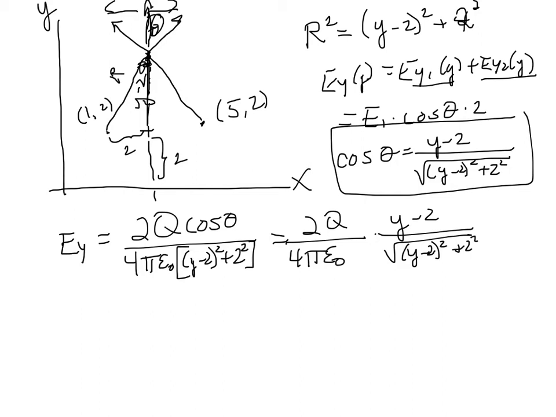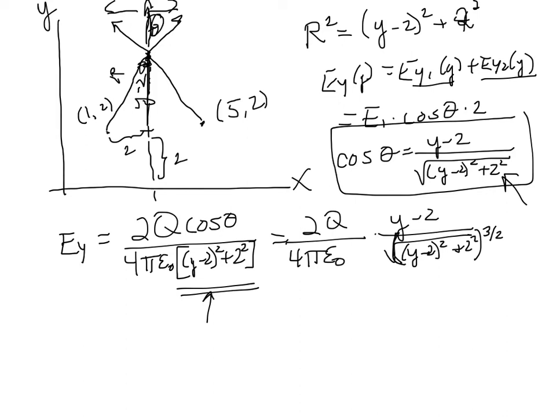But then there's also this term right here, which means that what we'd written here as the square root, we should actually not have a square root. We should just have it to the 3/2 power, because one half of the power comes from the square root here, and then the 1 comes from there, and what we're left with is the 3/2 power. And so we end up with 2q times y minus 2 over 4 pi epsilon naught times y minus 2 squared plus 2 squared to the 3/2 power. And that is very close to the final answer.